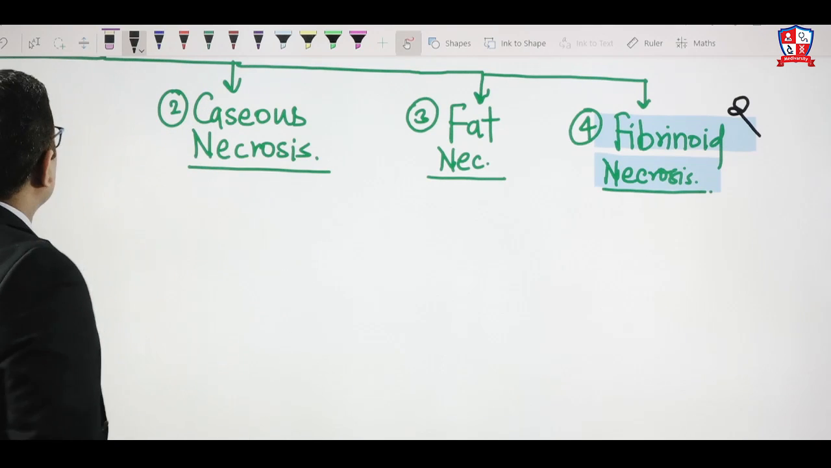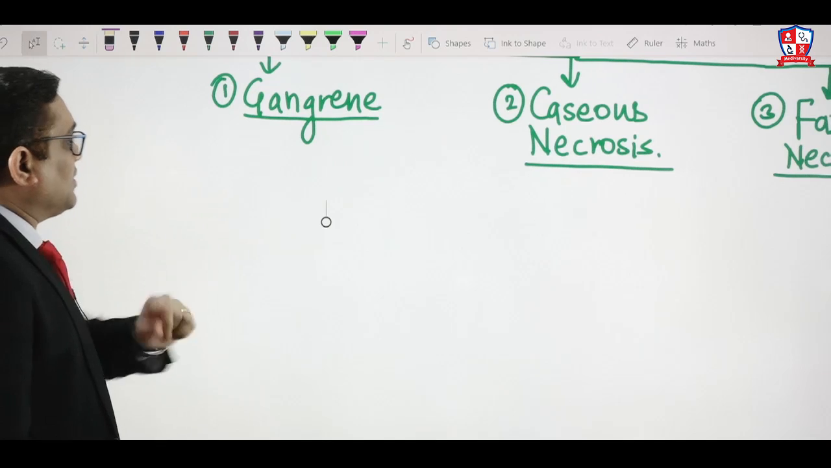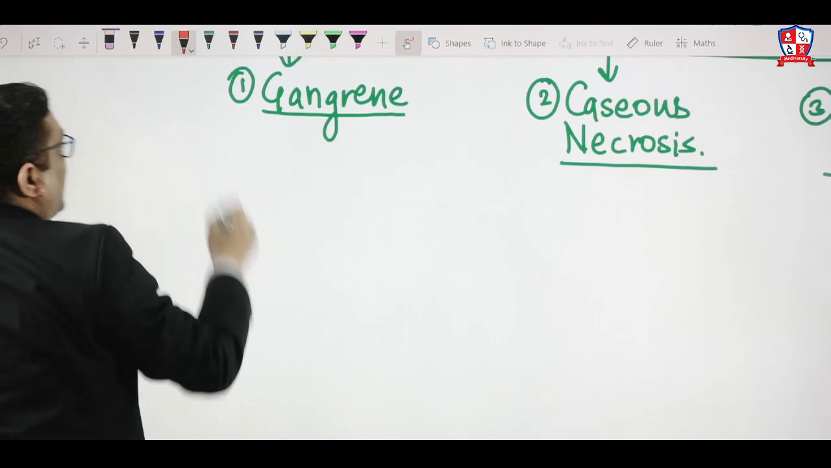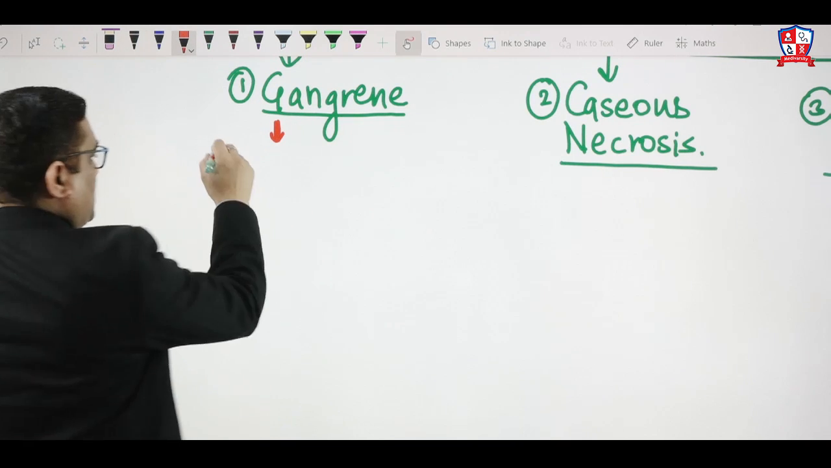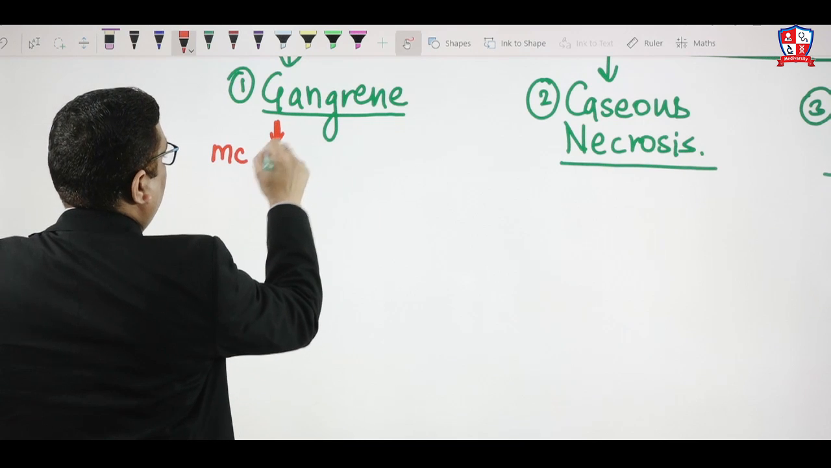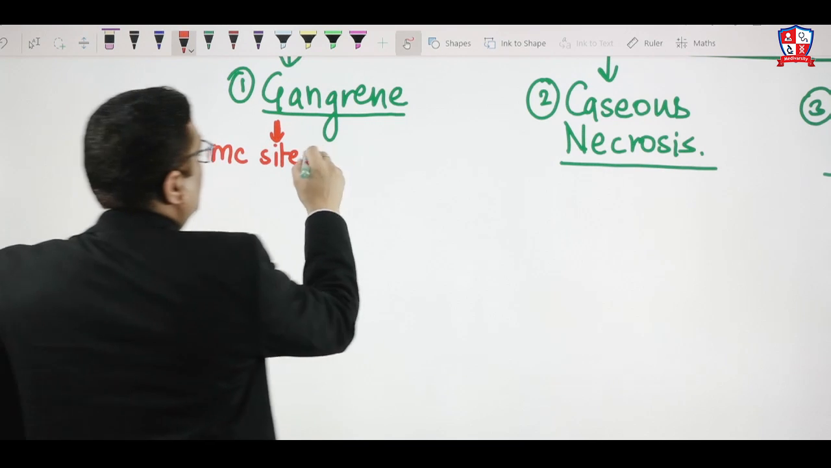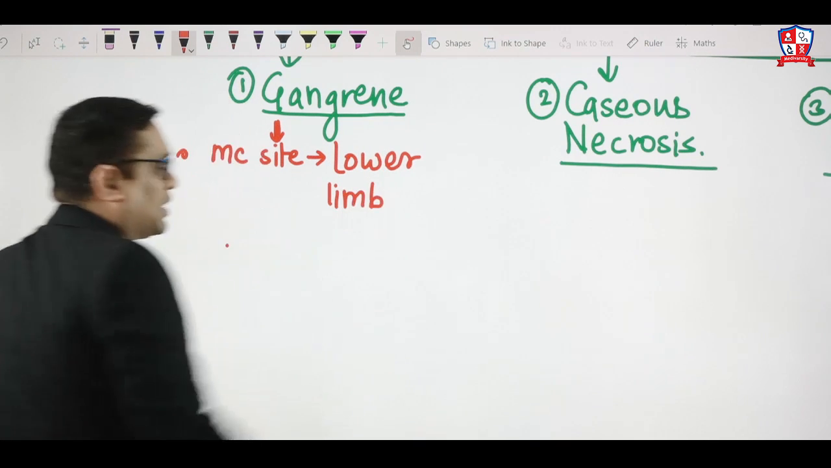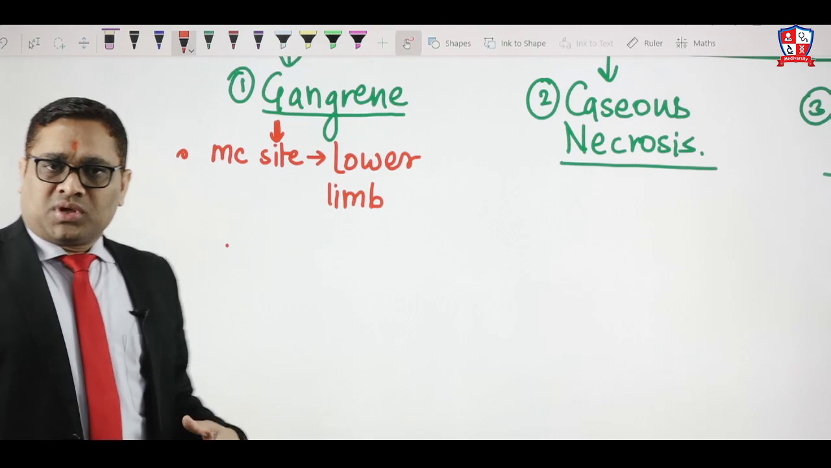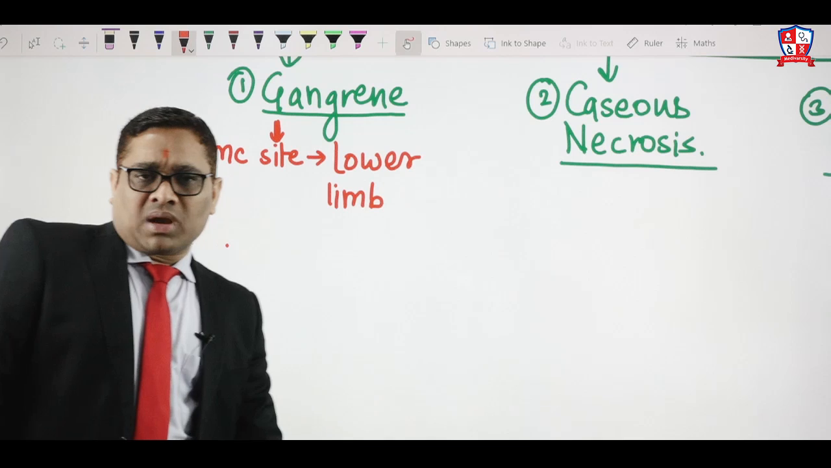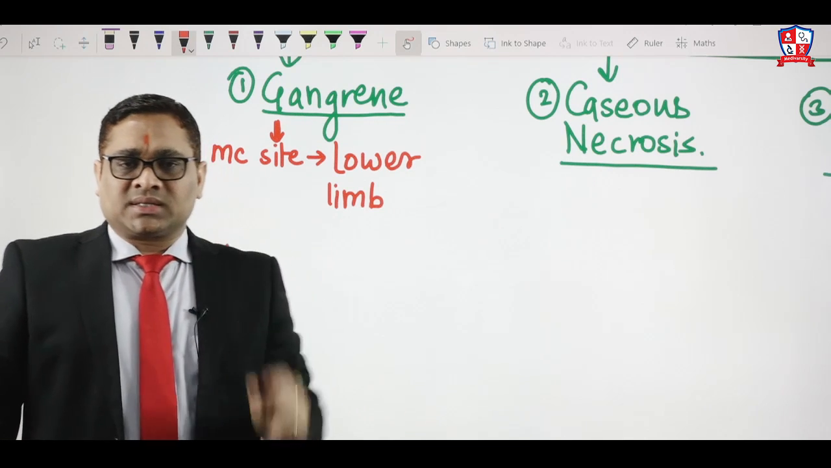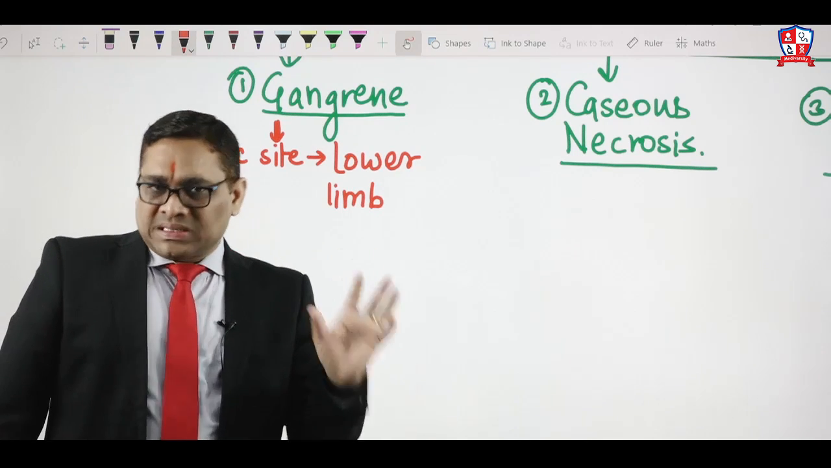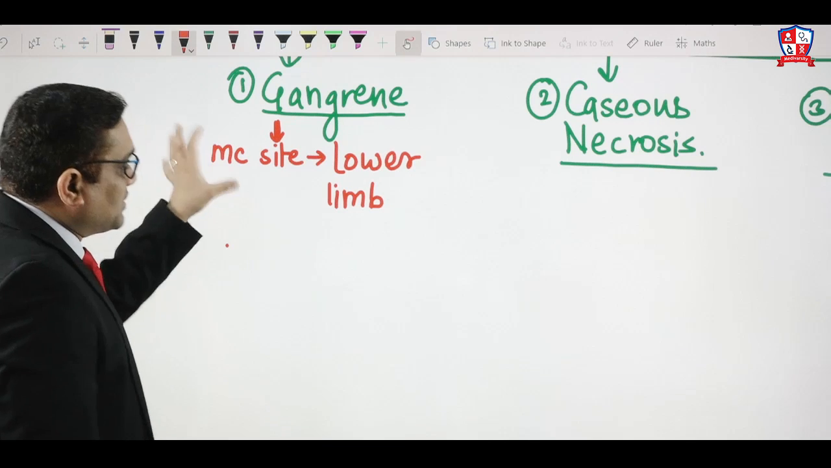So number one, I am going to talk about gangrene. What is special about gangrene? The most common site is what the examiner asks. What is the most common site for gangrene? Most common site for gangrene is the lower limb. So whenever a patient comes to the OPD, he will be showing his lower limb and there will be some characteristic loss of blood supply. There will be some grayish or black colored lesion on his foot or in his leg. So that is gangrene, right? So lower limb is the most common site.